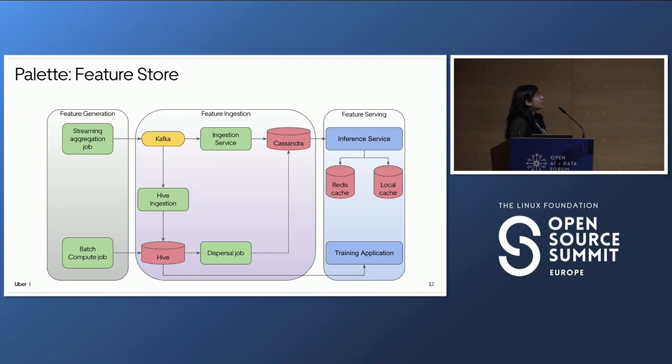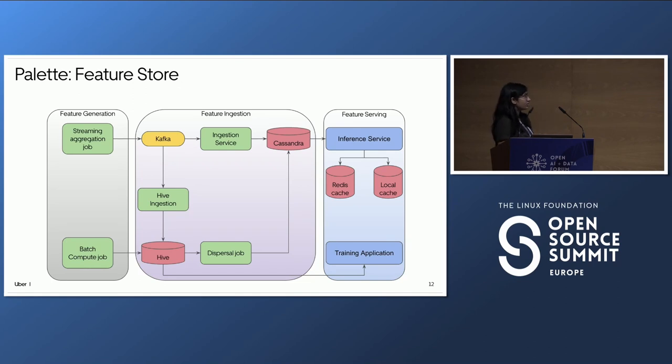We have streaming and aggregation jobs. Those jobs get real-time data, perform the aggregations, and then the data is ingested to Kafka. From there, we have an ingestion service, which writes this Kafka data into Cassandra. And we also have a Hive ingestion, which writes the same data to a Hive table.